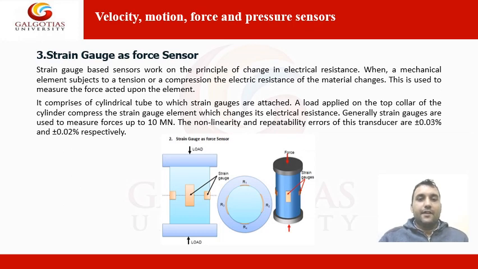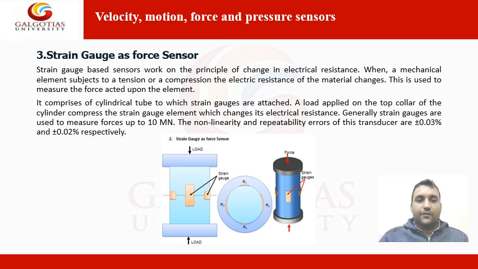Next is the strain gauge as a force sensor. The strain gauge based sensors work on the principle of change in electrical resistance. When a mechanical element is subject to tension or compression, the electrical resistance of the material changes. This is used to measure the force acting upon the element.